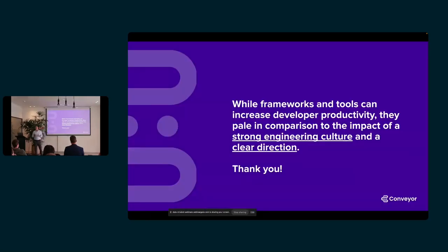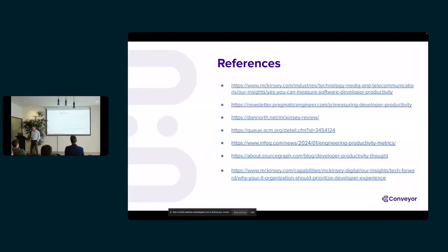And I want to close by saying, hey, all these frameworks on productivity and all these tools you can add, including Conveyor, to increase productivity, yes, they help. But I think nothing is better than building a strong engineering culture with a can-do attitude. Besides that, you also need a clear direction. Even if you have all the talent and a very strong engineering culture, people need to know where to go. That's it. Thank you.